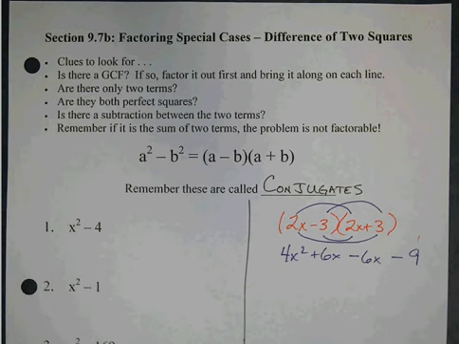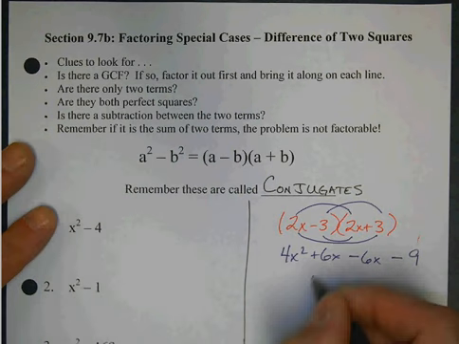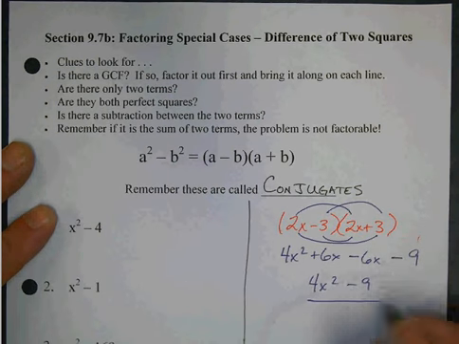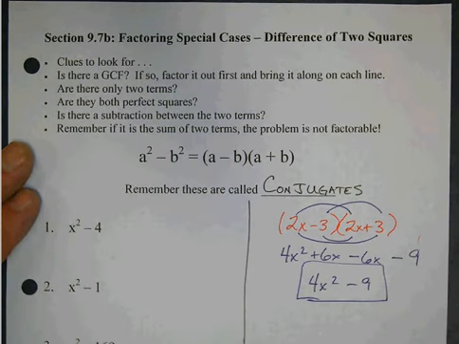Negative 9. Now, what's special about conjugates? What do we notice? Look at the middle. They cancel. Leaving us with 4x squared minus 9. Okay? You think that, is that always going to happen?